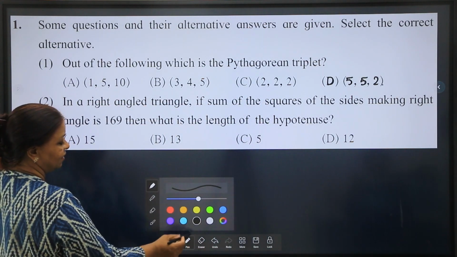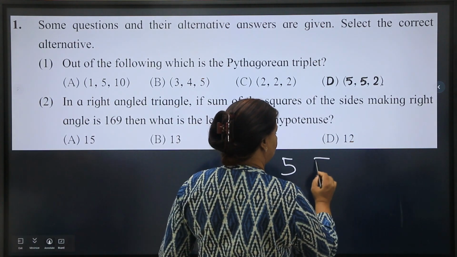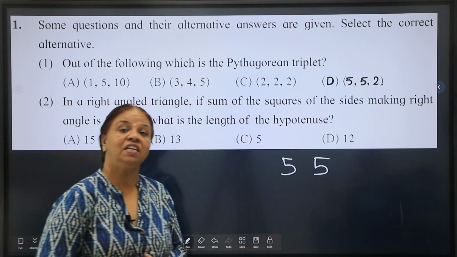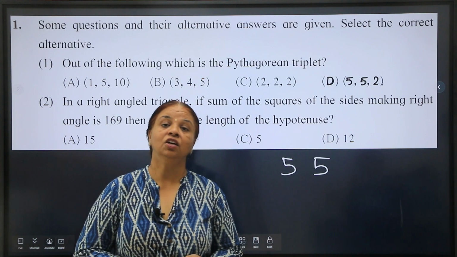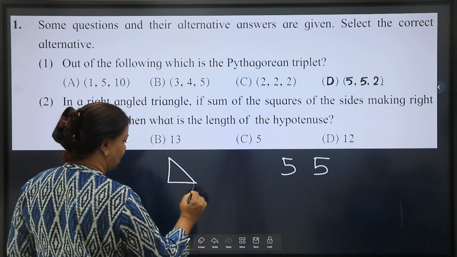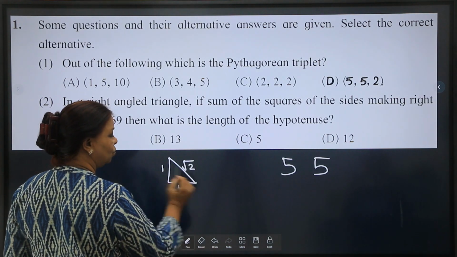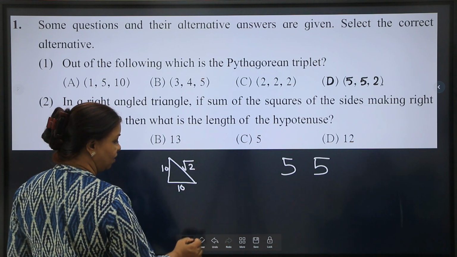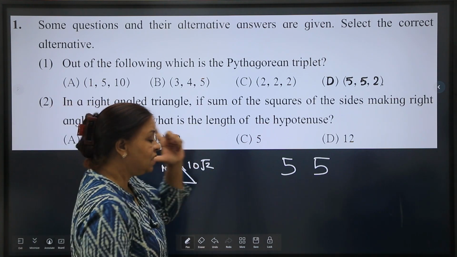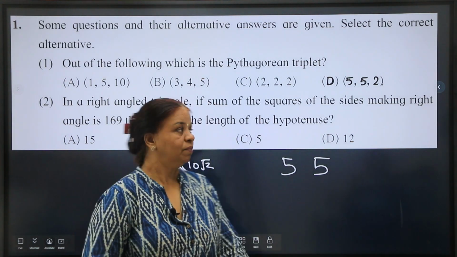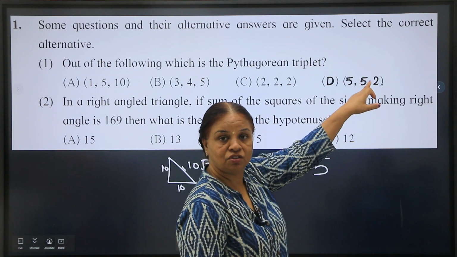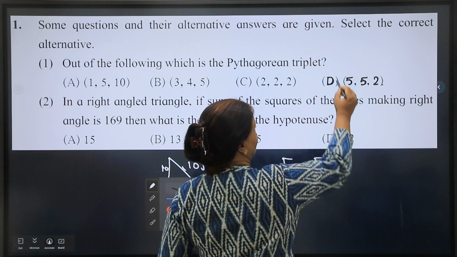Because you can see children, two sides are given 5 and 5, meaning two sides are equal and one side is given 2. In a right angle triangle, if two sides are equal, then the third side will be in the root. For example, if I am drawing a triangle and this side is 1 and this side is 1, then the other side will be root 2. If this is 10 and this is 10, the other side will be 10 root 2. If two sides are equal, the third side will always be within the root. But here there is no root, so this option is the wrong option.